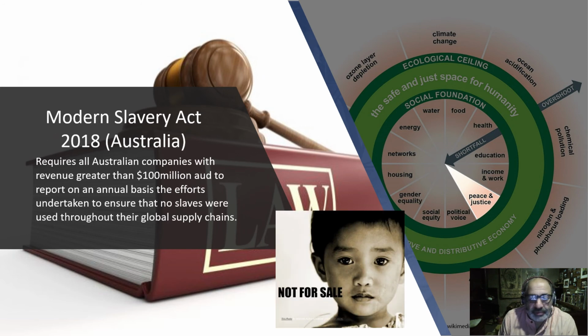To give you an example of that, in Australia in 2018, they introduced the Modern Slavery Act, and they followed the United Kingdom's introduction of this act in, I think it was 2015 by memory. Basically, any company in Australia with revenues over $100 million has to produce a report every year detailing what they did to ensure that there was no slaves used in their supply chains wherever they were throughout the world.